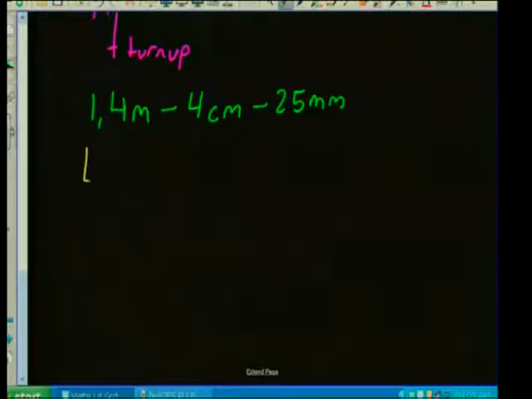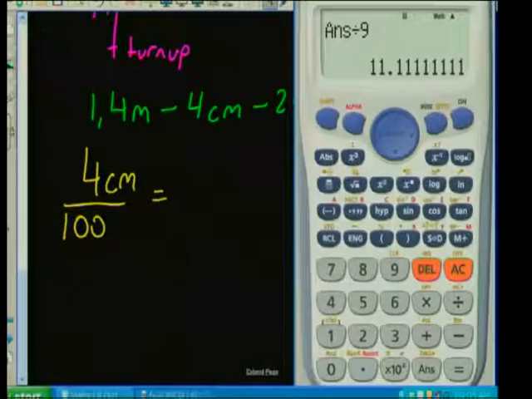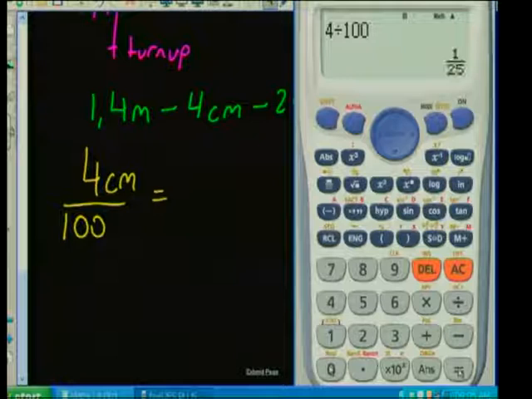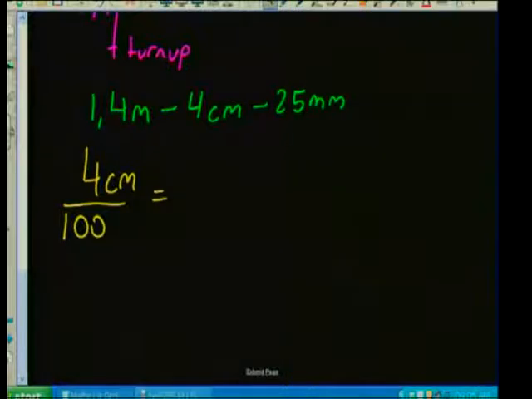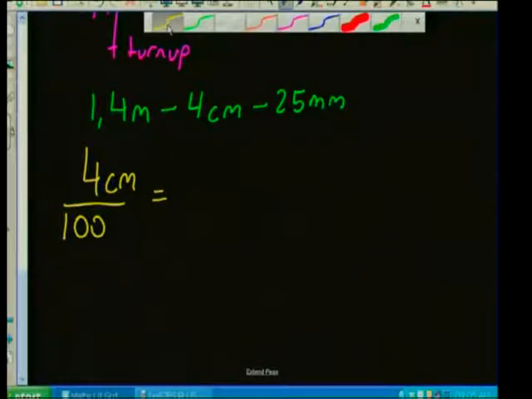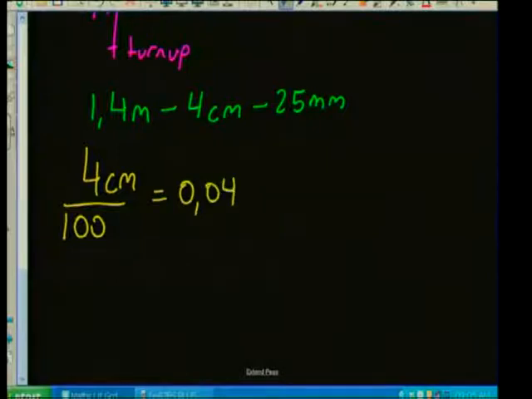Right, so I've got 4 centimeters. I need to convert that to meters. So I'm going to divide by 100. Why? Because there are 100 centimeters in a meter, and I get an answer. I can use the calculator if you'd like. 4 divided by 100, and we get 0.04 meters. And 25 millimeters, now we're going to convert that.